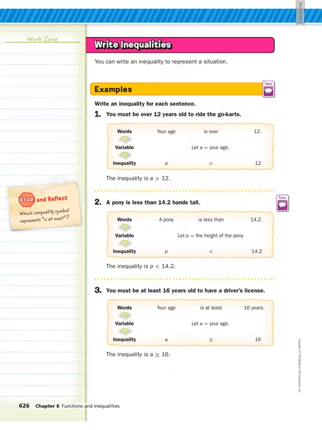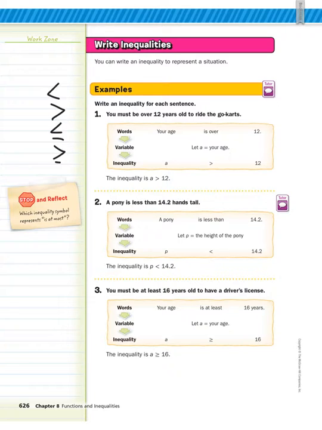Alright, so writing an inequality for each sentence. This can be tricky depending on the words, so we're going to read it and we're going to come up with our inequality. Remember, the symbols we can use are less than, greater than, less than or equal to, greater than or equal to. And I'm going to show you a trick that can help you decide some of these.